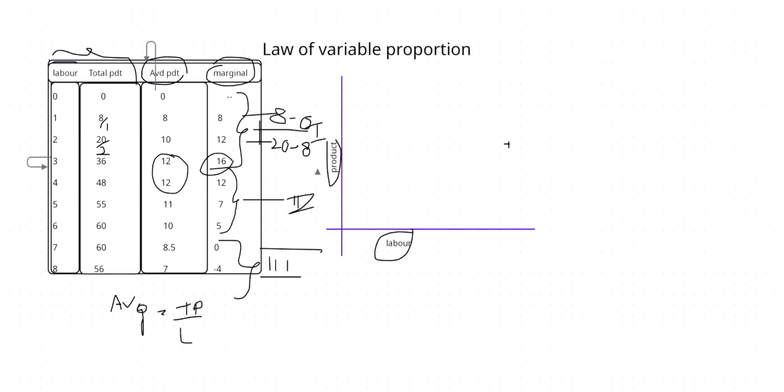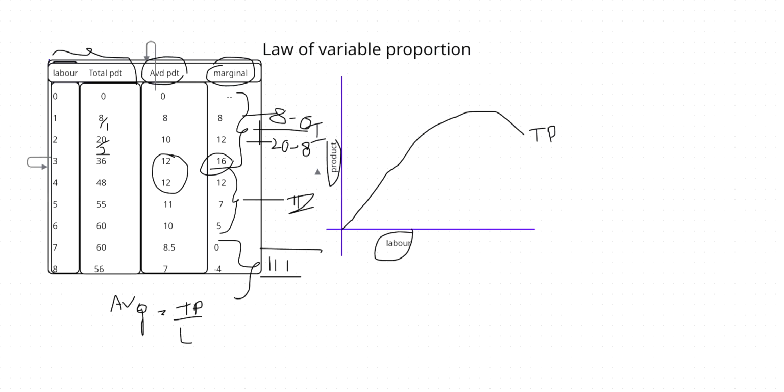So if you want, we are going to check that one. First I'm talking about the total product graph. From the 0 stage, I'm going with total 0, then slowly 8, 20, then 36, 48, 55, 60, and at 60 we are at the same level, and slowly 56 it has come. So this is my total product, which to a particular extent is going to give you the highest return, then comes to the constant, and then it is slowly going to slope downwards.